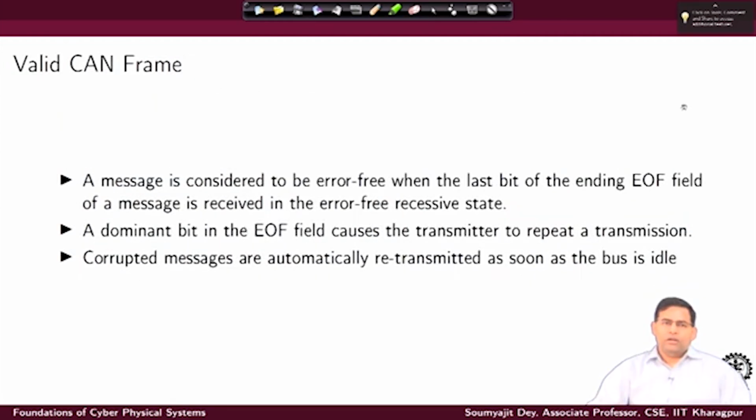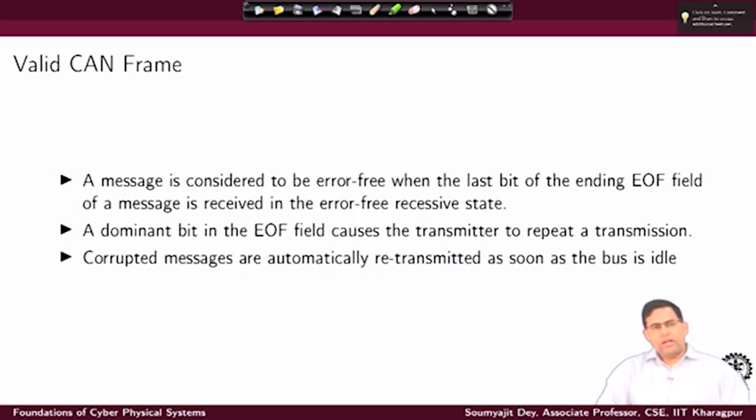So now coming here, we can talk about what is a valid CAN frame. It's a frame where the message is considered to be error free when the last bit of the end of frame field is received in the error free recessive state. The EOF is going to have a well defined bit pattern, which is the recessive state. If I have not got any error in the previous bits, and if the EOF is also received in the correct pattern, then I will consider it to be a valid CAN frame, right?